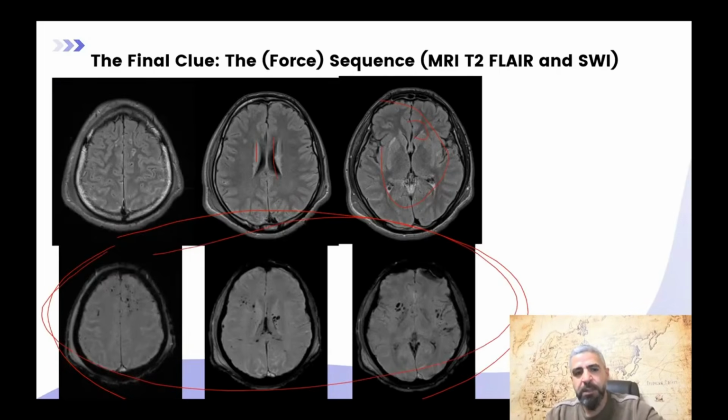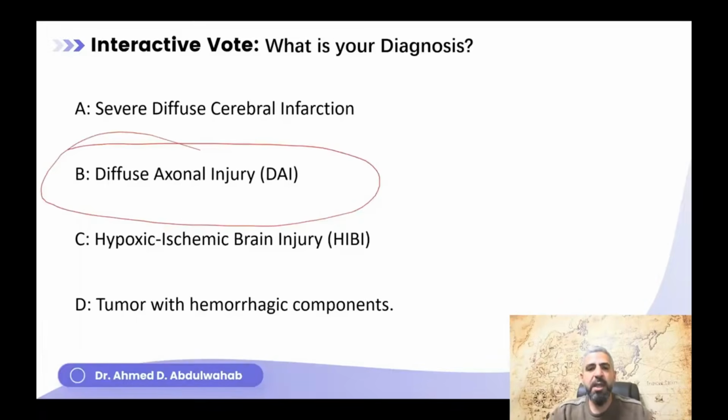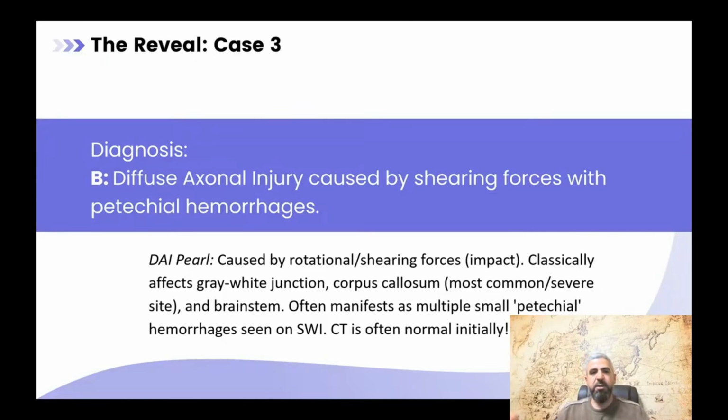You can see multiple tiny petechial hemorrhages at the gray-white matter junction and surrounding the corpus callosum. Diffuse axonal injury is caused by rotational and shearing forces of the impact of the trauma, causing petechial hemorrhages. It classically affects the gray-white matter junction, the corpus callosum, and the brain stem, and it will show as petechial hemorrhages on SWI. This explains why the CT looks relatively unremarkable: some brain edema, maybe some ventricles appear small, it's not that much. The patient had a Glasgow Coma Scale of 5.